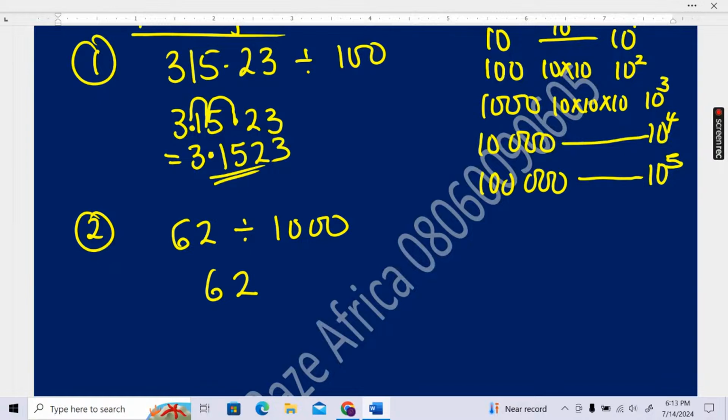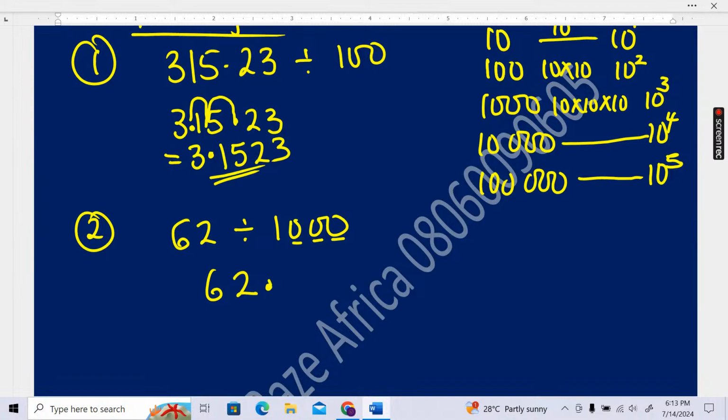So when it comes to whole numbers, introduce a decimal point after the last digit. The last digit here is 2. So let there be a decimal point after the digit 2. That's the decimal point that we are going to move to the left. Now 1000 has 3 zeros. So let's move the decimal point 3 places to the left.